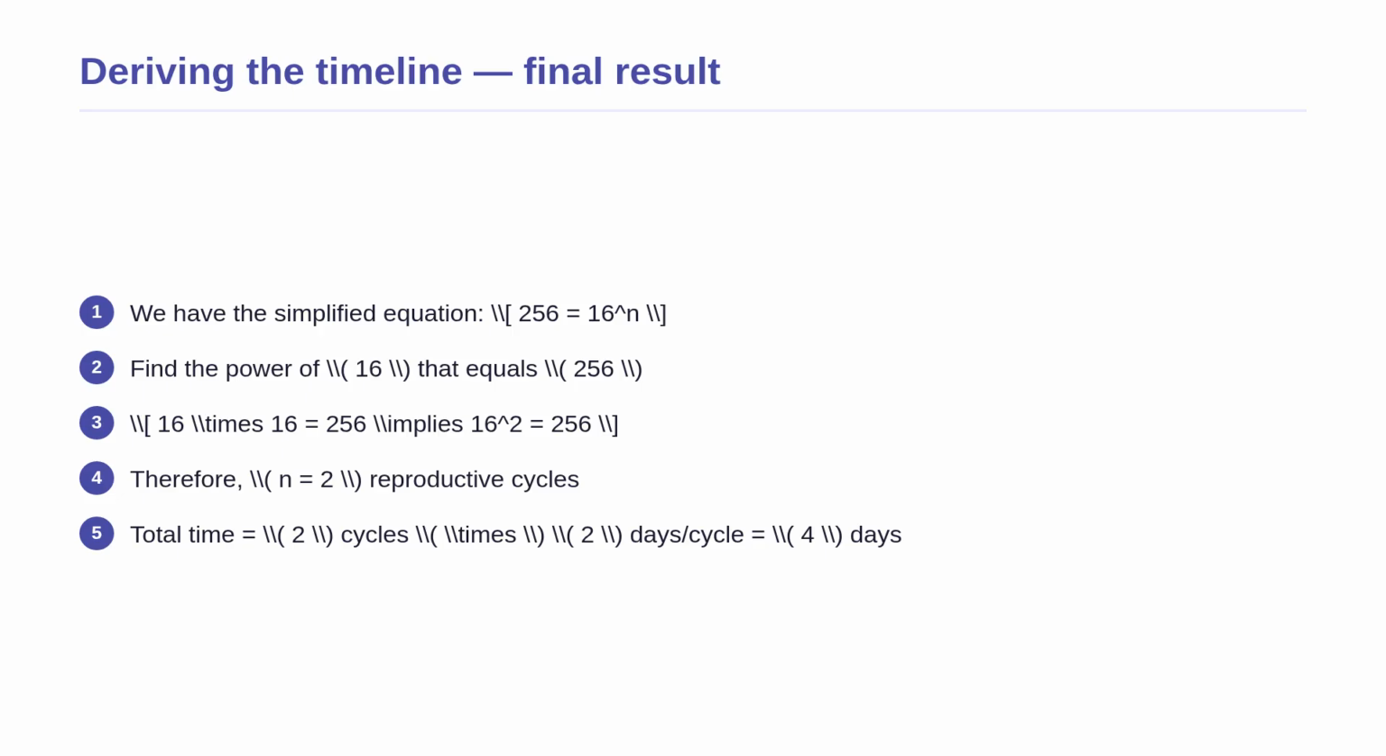Continuing from our simplified equation, we now need to find what power we must raise 16 to in order to get 256. By simple multiplication, we know that 16 multiplied by 16 equals 256. Therefore, the exponent n must be exactly equal to 2. This means it takes exactly 2 reproductive cycles to reach the fever-inducing threshold. Because each erythrocytic cycle takes exactly 48 hours, or 2 days, we multiply the 2 cycles by 2 days per cycle to get a final timeline of exactly 4 days until severe symptoms appear.